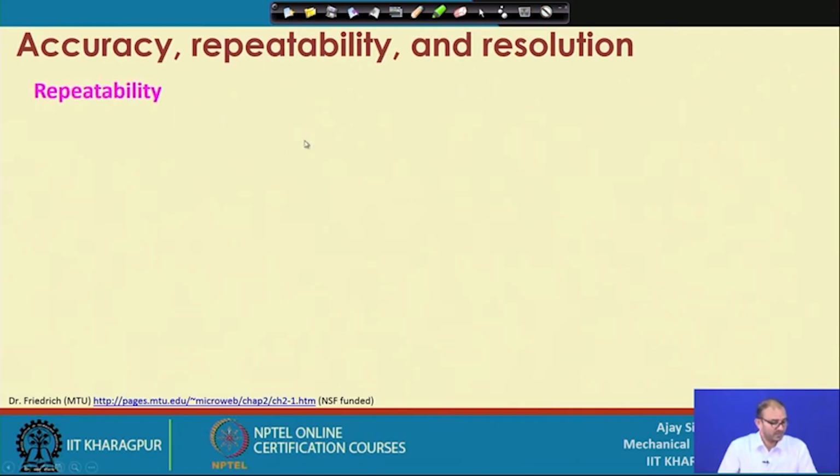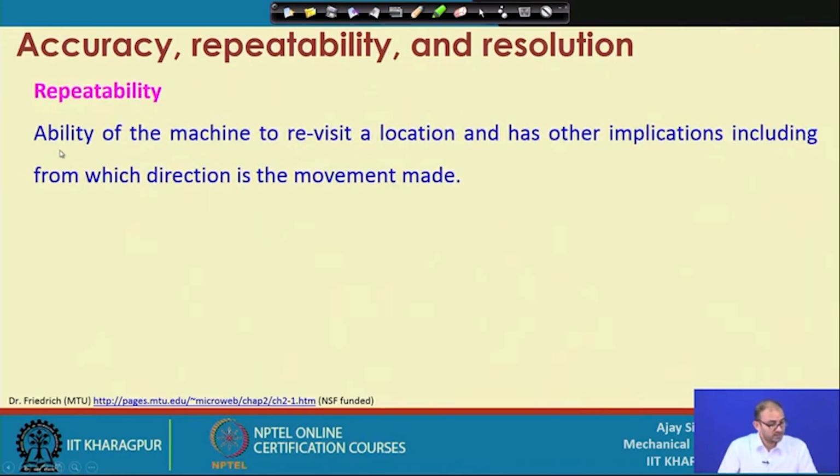Another thing is repeatability. So what is repeatability? It is the ability of the machine to revisit a location, and it has another implication, including from which direction the movement is made. So now let us see this. This is our target position.